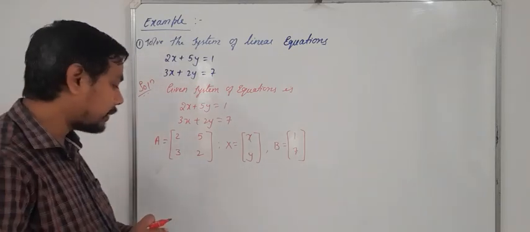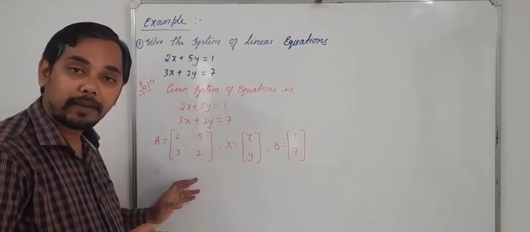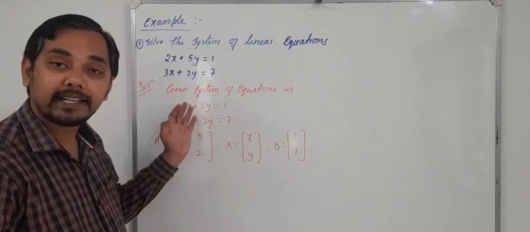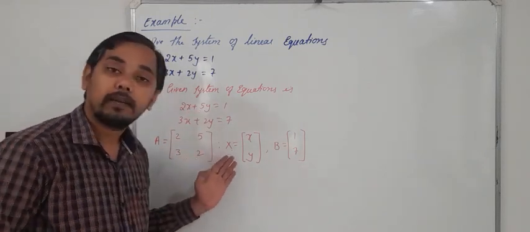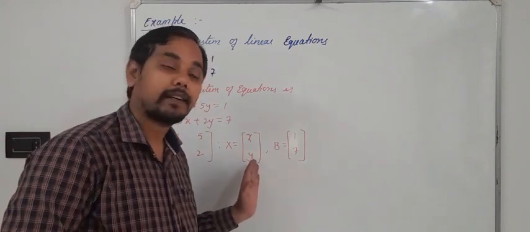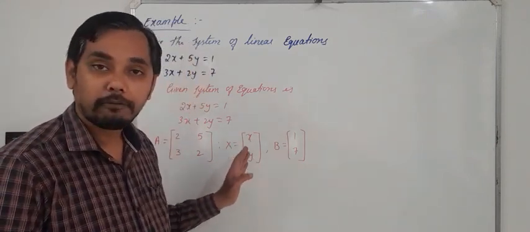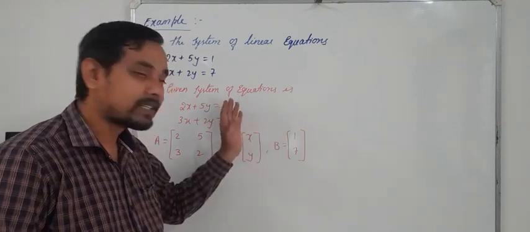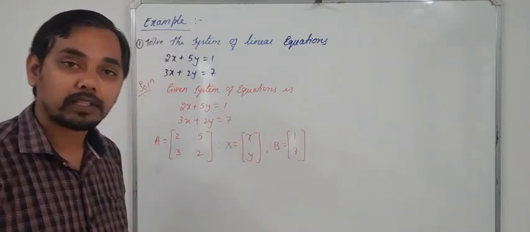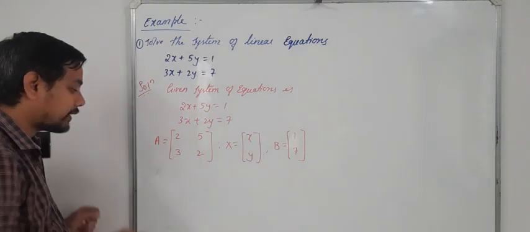So what were the elements of this matrix? The elements of matrix A were the coefficients of x and y in the system of equations given to us that we have written. And what are the elements of the X matrix? There is x and y. And what is the B matrix? It is the matrix including the constants. That was the thing we have represented here, right?